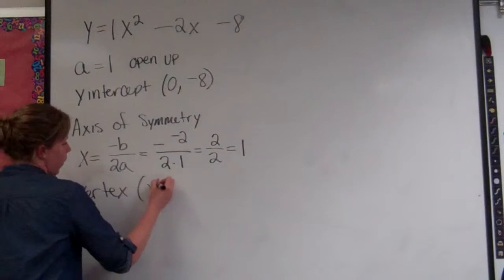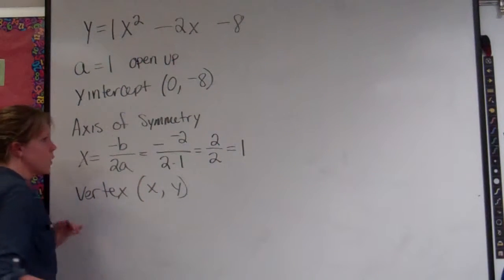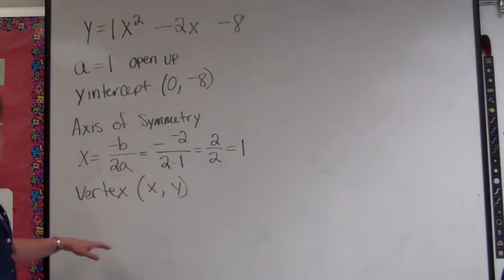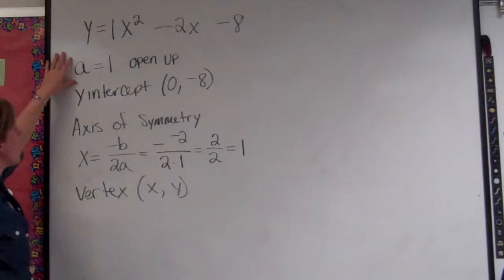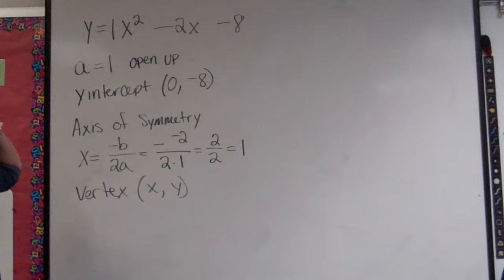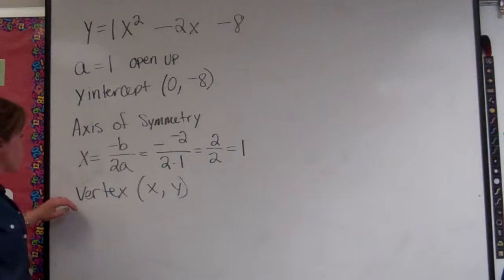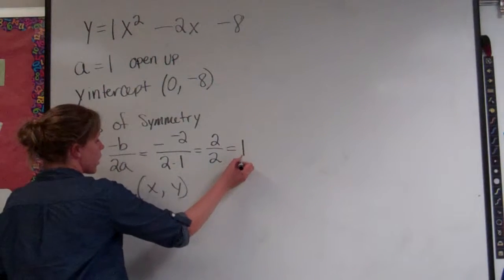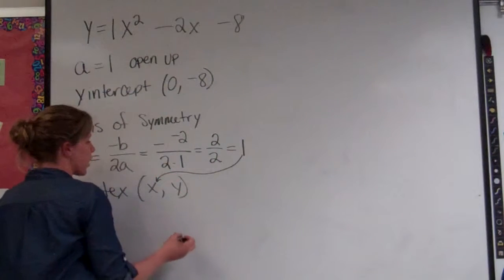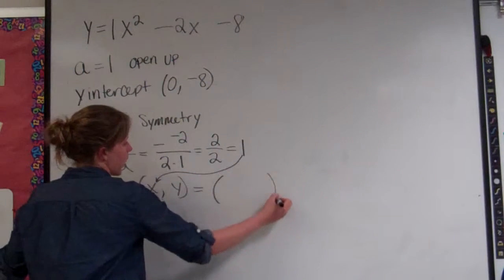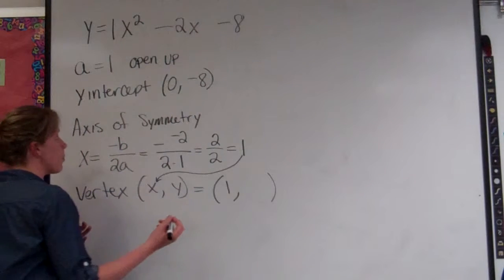The vertex is just a point, (x, y), and that's the lowest point or the highest point of the parabola. In this case, because it's opening up, it's going to be the lowest point of the parabola. That's called a minimum. Now, the x value of the vertex comes from the x value in the axis of symmetry. So we would say that the vertex is (1, something).